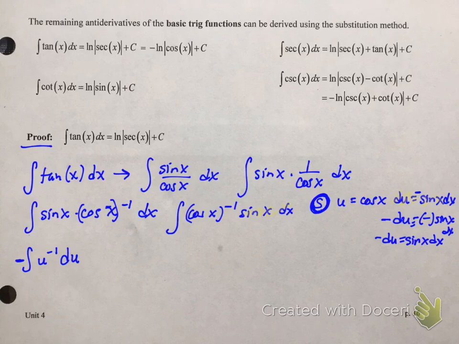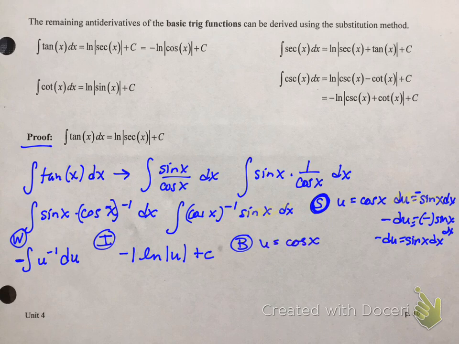Now I wrote out what it's supposed to be. I'm ready to integrate it. So u to the negative 1, I hope you guys said it's ln of u, which is right. So this is negative 1 times ln of u plus c. Now we do back substitution. Remember, u equals cosine x. So we have negative ln of cosine x plus c.